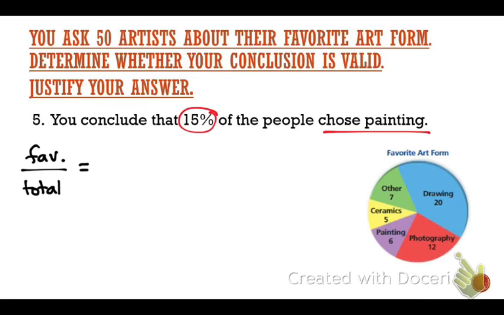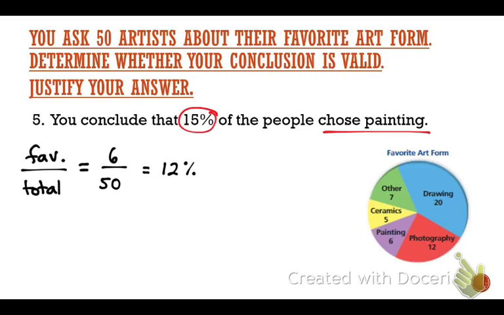Nasir, how many people did we decide chose painting according to this little graph? 6 people chose painting as their favorite. Abigail, how many total people did we ask about their favorite art form? We asked 50. 6 out of 50. Now, if our whole goal is to turn this out of 100, we could do some mental math. 50 times what number equals 100? 2. 6 times 2 is 12.